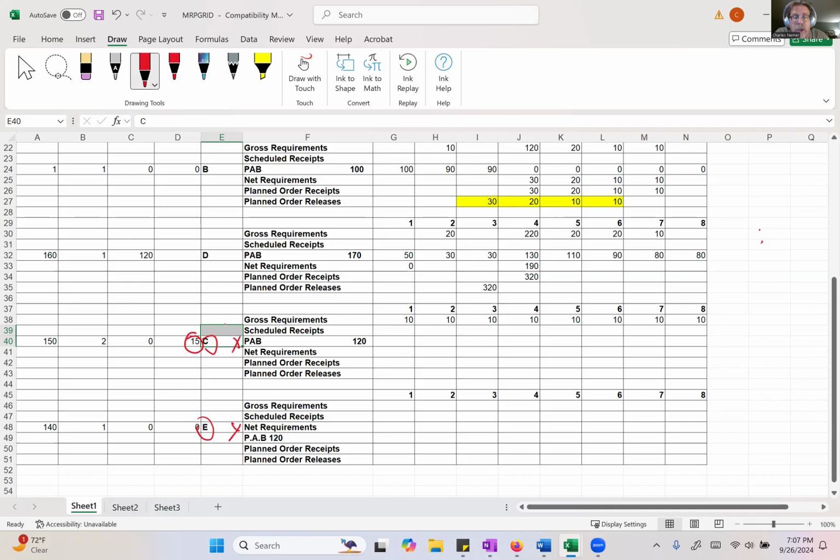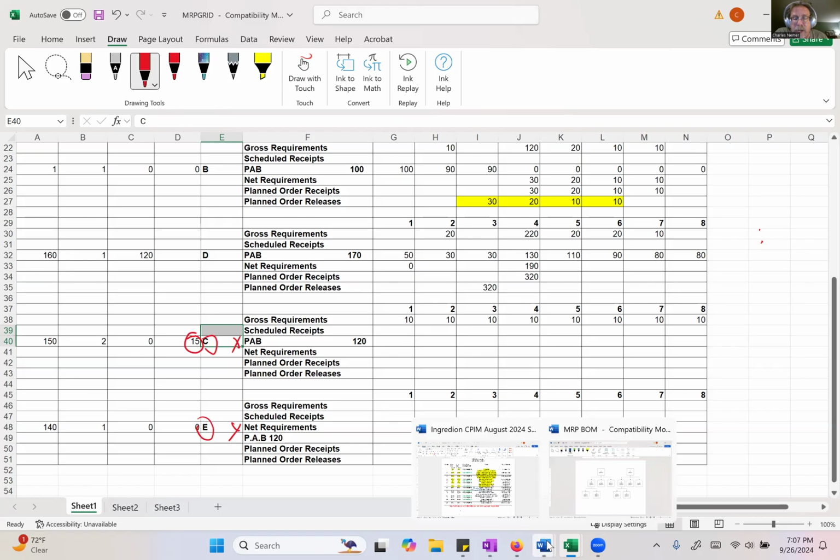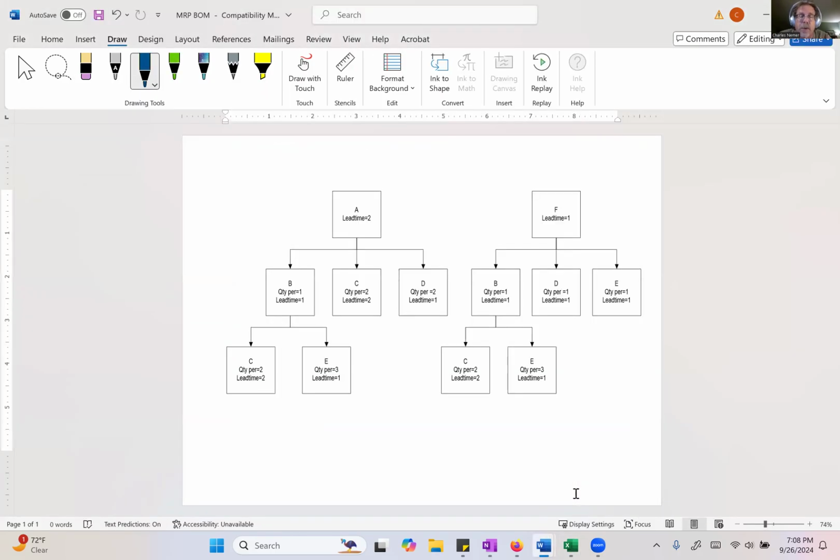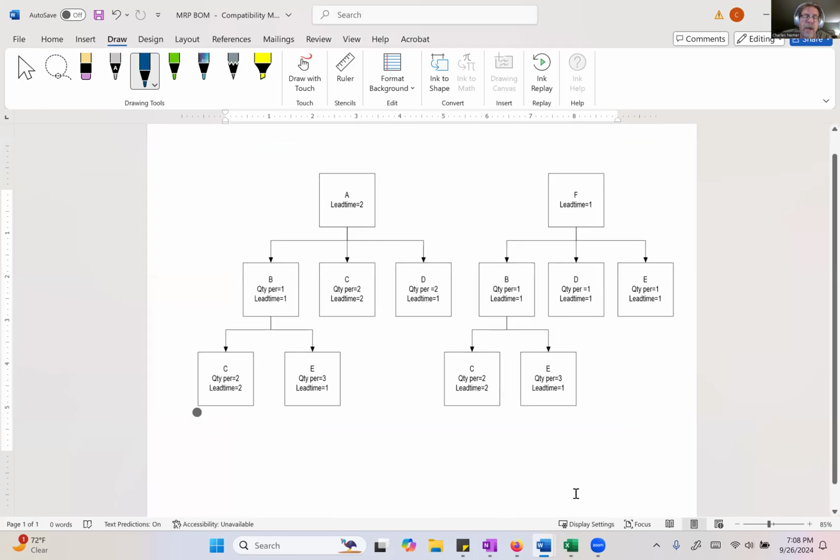So for E, we also have, if you follow my cursor on the right side here, spare parts demand for 10 per period. And then we've got to figure out how many Cs we also need from production. So I'm going to pull up the bill of material, and I want to ask the same question that we asked many times earlier. Where does C get its demand from?